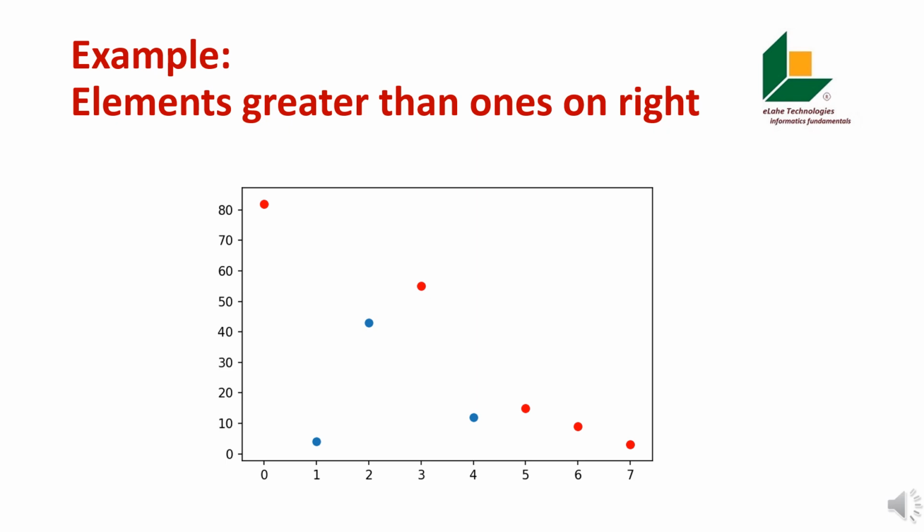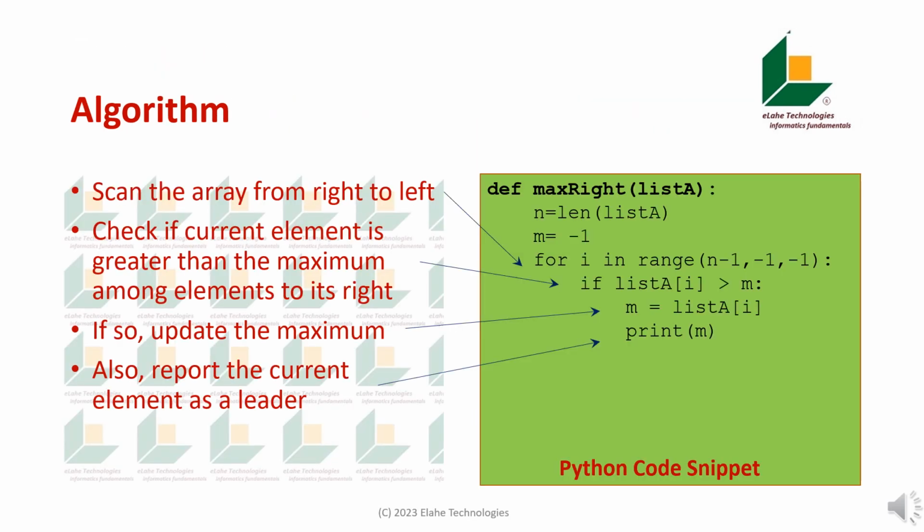Here is the pseudocode and the Python code snippet to implement this algorithm. We scan the array from right to left. The variable m tracks the largest value seen so far. If the current value is greater than m, we update m to the greater value. It also means that the current value is greater than the maximum to the right, and so needs to be reported as a leader. The algorithm takes O(n) time. It needs only O(1) extra space beyond what is used for storing the input.